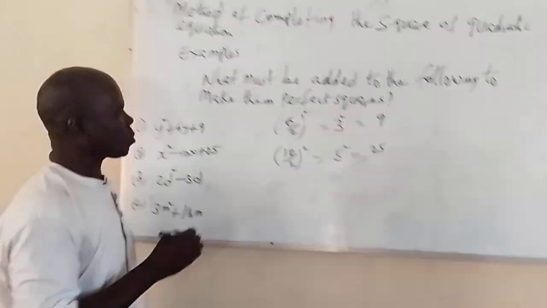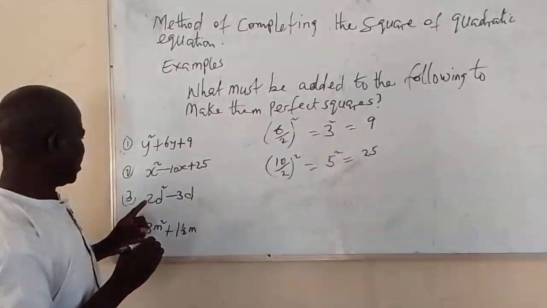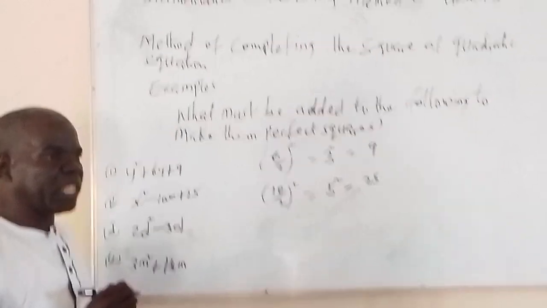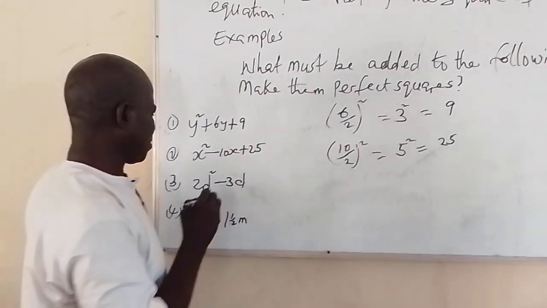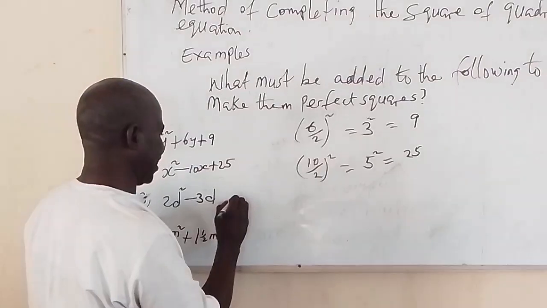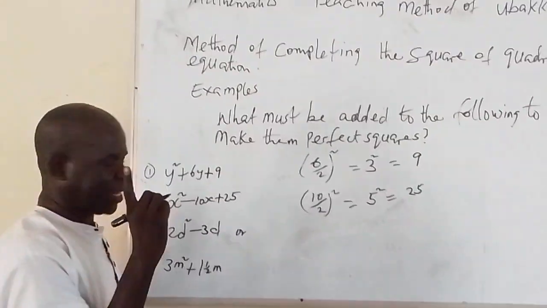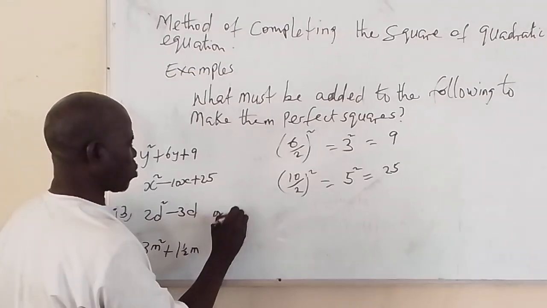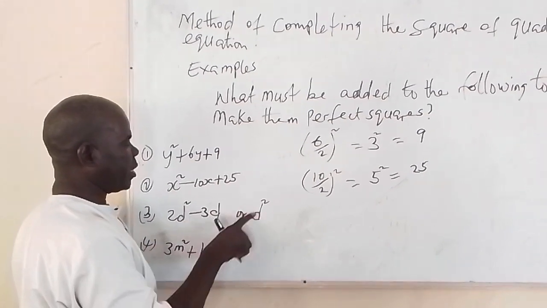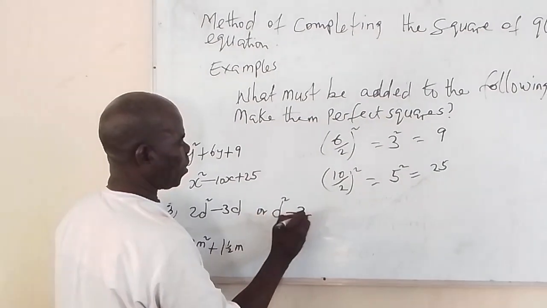Let's look at number 3. Number 3, we have to at least make some simplification before we go ahead to divide the coefficient of d and then square the result. If I'm going to rewrite this one out, I will write it in this form. We divide through by 2 so that the coefficient of d squared will be 1. So if I divide, I will have d squared. This 2d squared divided by 2 will be d squared. Then 3d divided by 2 will be minus 3 over 2d.